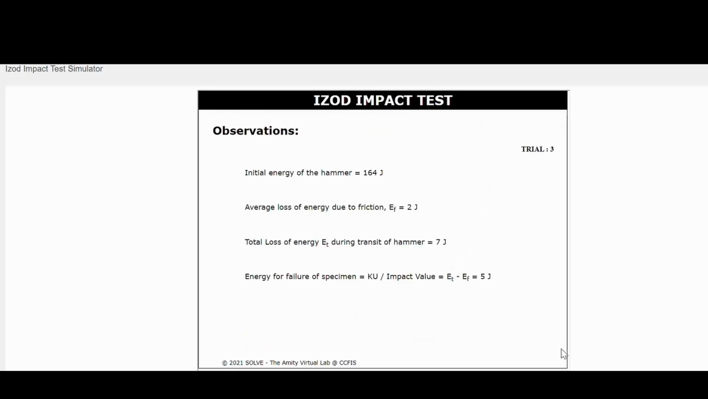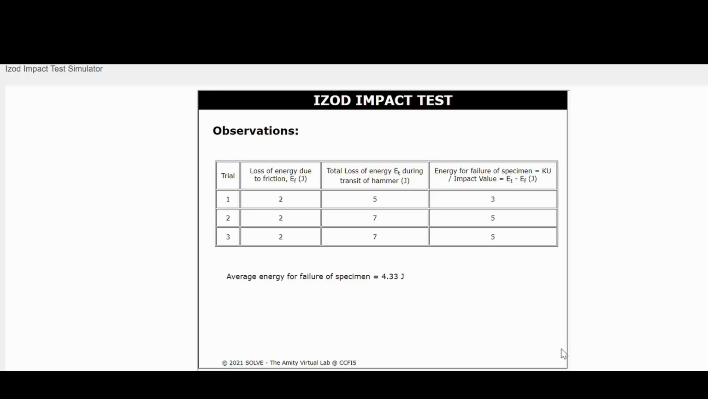Lastly, we get the observation of loss of energy due to friction in joule. Trial 1 we get 2, trial 2 we get 2, and trial 3 we get 2. For total loss of energy during transit of hammer, trial 1 is 5, trial 2 is 7, trial 3 is 7. Okay, lastly, energy for failure of specimen: for trial 1 is 3, trial 2 is 5, and for trial 3 is 5.